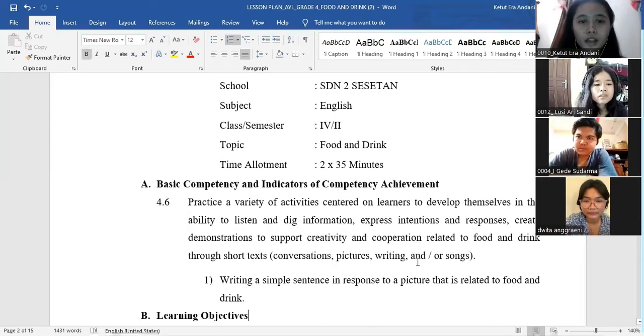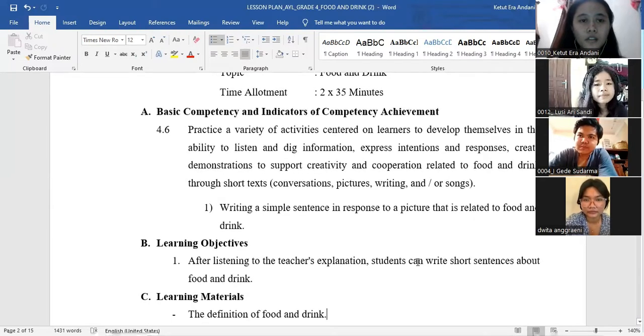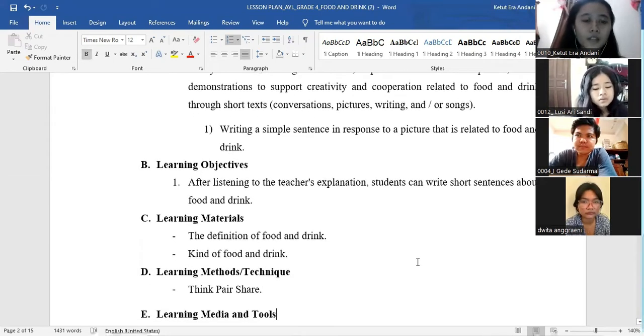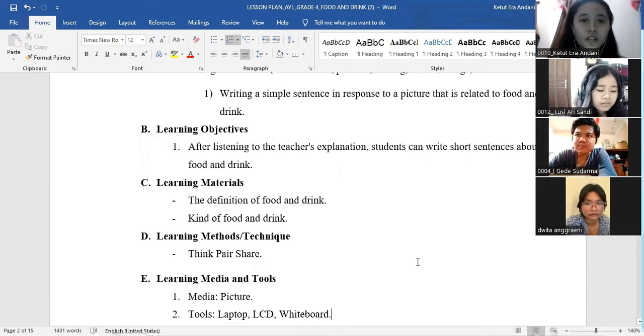A. Basic competency and indicators of competency assessment. The basic competency: practice a variety of activities centered on learners to develop themselves in the ability to listen and get information, express intention and responses, and demonstrate creativity and cooperation related to food and drink through short text, conversation, pictures, and writing. The indicator of competency assessment: writing a simple sentence in response to a picture that is related to food and drink.